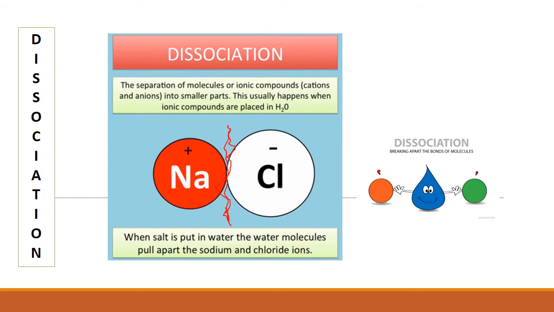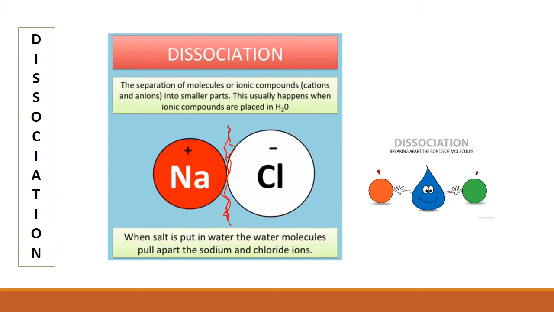When salt is put into water, the water molecules pull apart the sodium and the chloride ions, making them separated. When there is an attraction of the negative and the positive from our water and our compound, there will be a separation, or dissociation, that will happen. So it is important for us to calculate the dissociation also. We have to know the calculations of the dissociation.